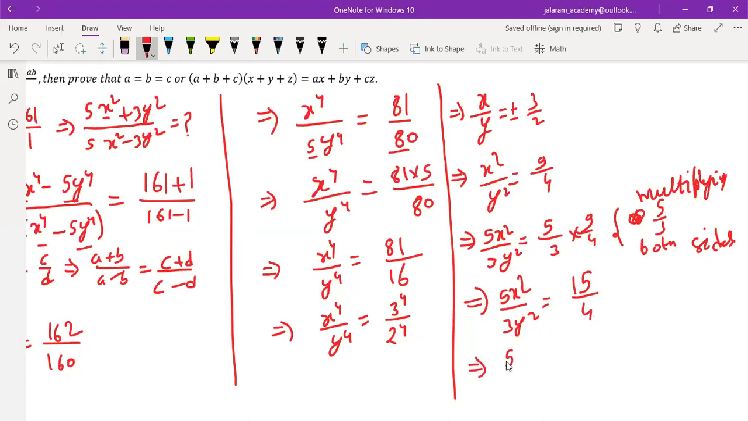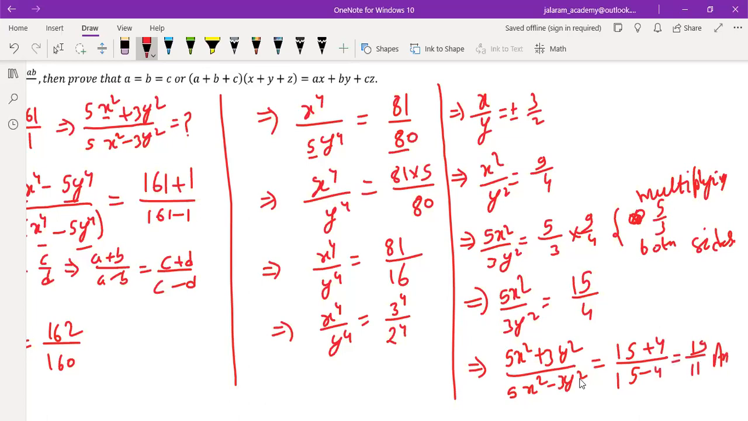And next line using componendo and dividendo again, (5x^2 + 3y^2), this is what we have to find, over (5x^2 - 3y^2) equals (15 + 4)/(15 - 4). That is 19 by 11, which is the answer. Is that clear to everyone? Hope you all must have understood this.